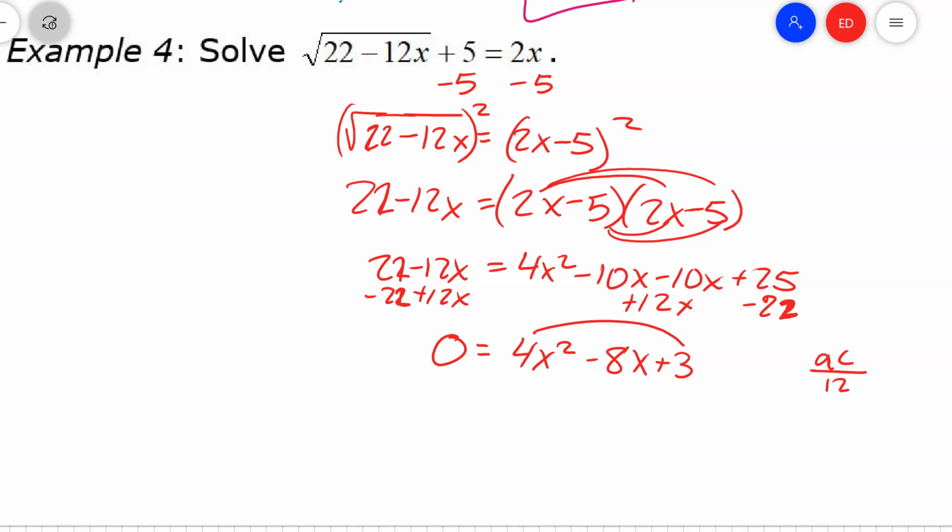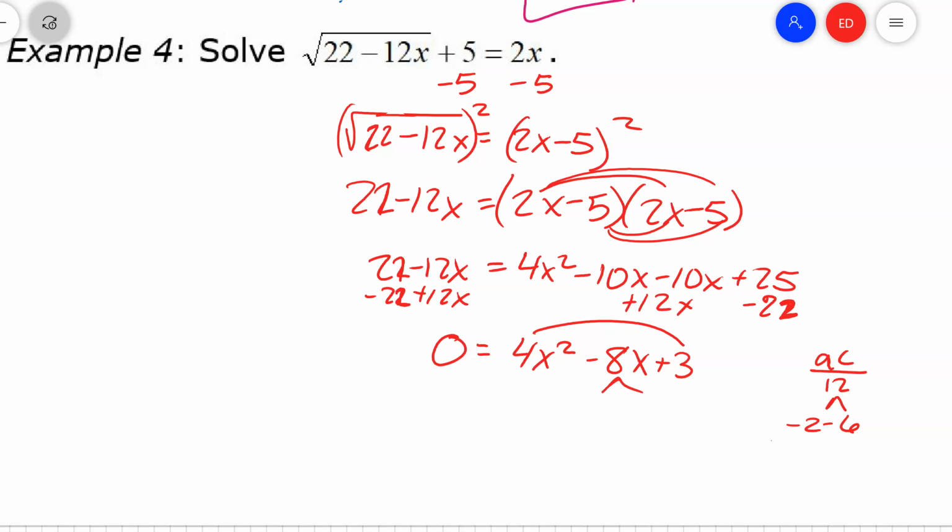AC is 12. Are there two factors of 12 that are going to multiply to give me 8? In this case, yeah. It's 2 and 6, but we have to play around with it because remember we need a positive here and a negative in the middle. Let's see if both negatives will work. Yep, negative times negative gives me a positive, and that'll add up to give me that negative 8 I need in the middle for the B term.